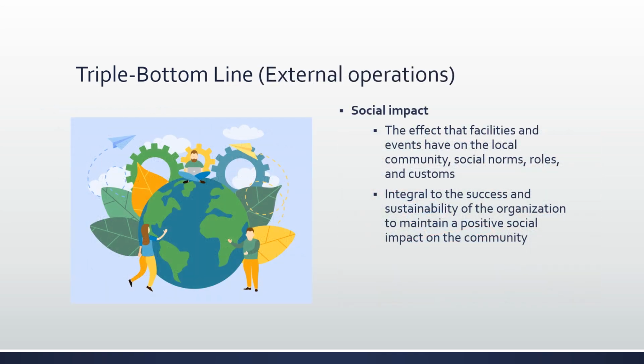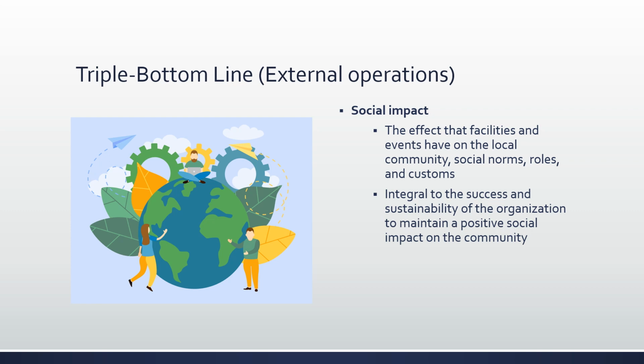Measuring the social impact of sport facilities and events is an important step in understanding the potential positive and negative social outcomes of their operations. Here are some key considerations when measuring the social impact of sport facility and event management. Community engagement. Measuring the level of community engagement and participation in the sport facility or event can help identify opportunities for improving community relations and building positive social outcomes.